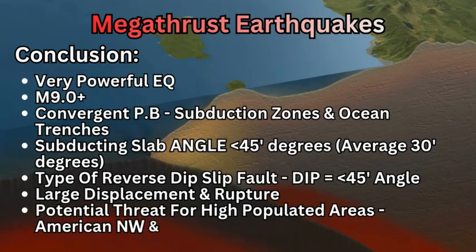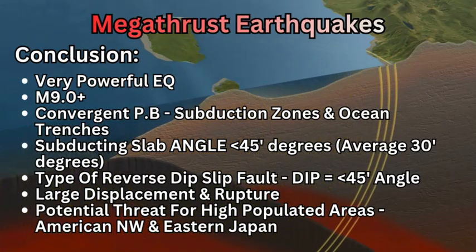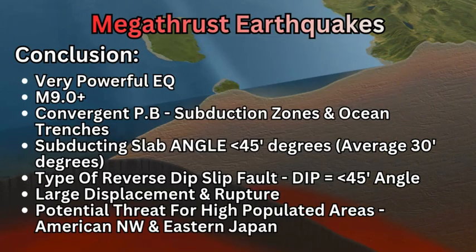And the term derives from the thrust fault, the type of dip-slip fault where the hanging wall is forced upwards through compressional stress with large displacement and rupturing, releasing a large amount of energy.